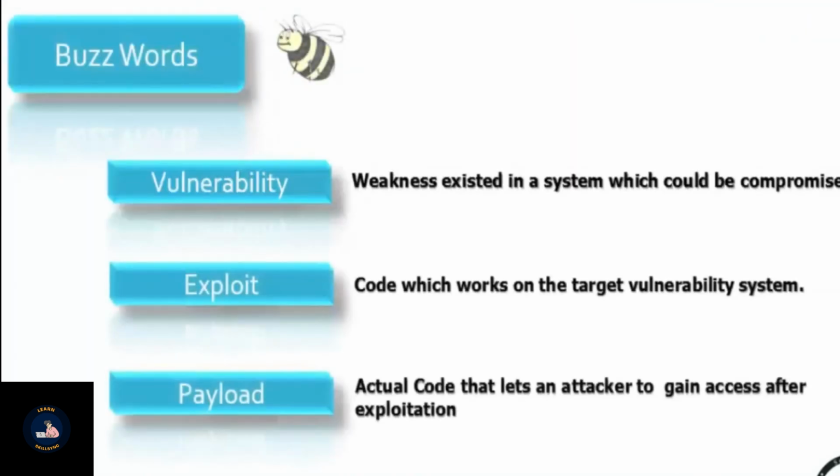So now let's cover the buzzwords. The first buzzword here is a vulnerability. A vulnerability means a weakness existed in a system which could be compromised. Second one, exploit. Exploit means a piece of code which works on the target vulnerable machine. The third one is the payload. Actual code that lets an attacker gain the access after exploitation. We will be covering in detail about all these three terms in the upcoming videos in depth.